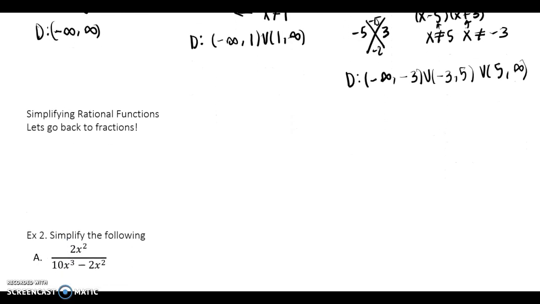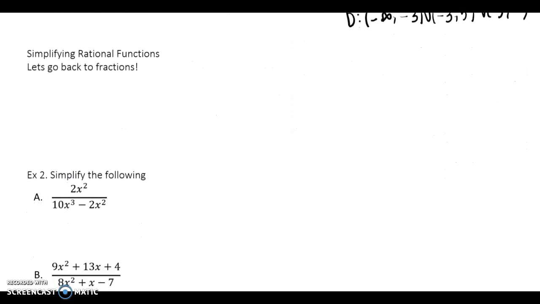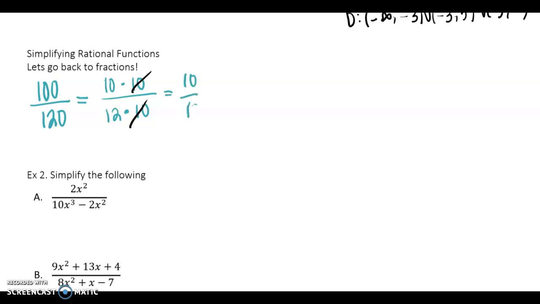All right, next we're going to go ahead and simplify functions. So we're going to go back to fractions. So let's give an example of 120 over, let's say, 120. So I know I could divide both of these by 10, right? So maybe the top will be 10 times 10, and the bottom will be 12 times 10. So you could simplify out the 10s, and then you get 10 over 12.